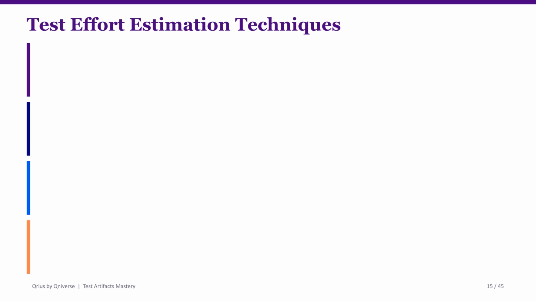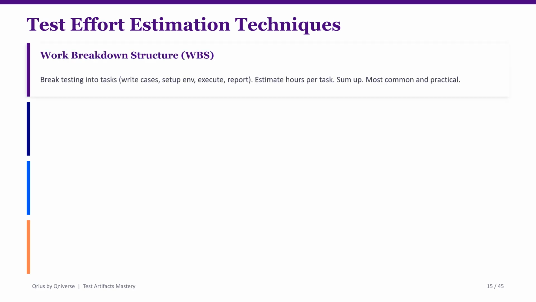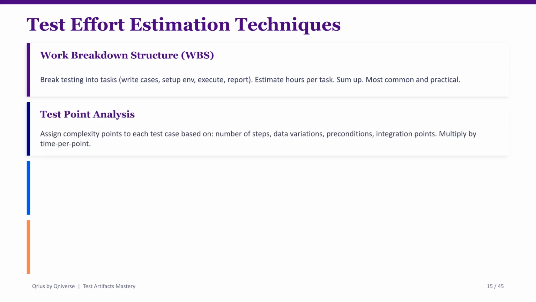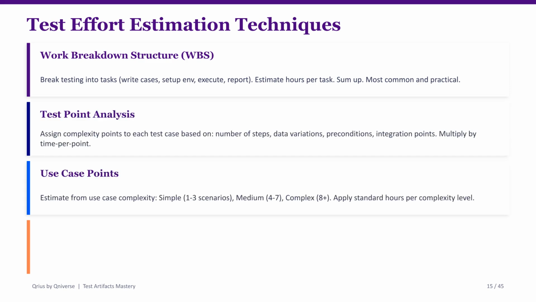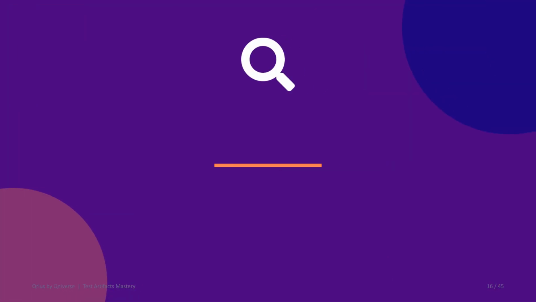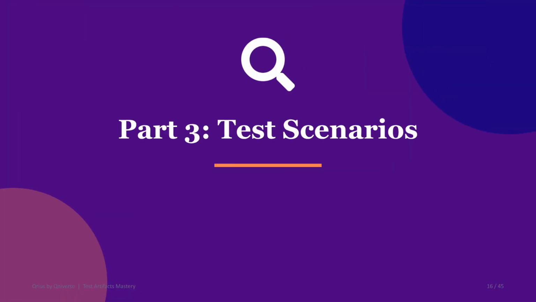Several techniques exist for test effort estimation. The work breakdown structure is the most common, breaking tasks into estimable hours. Other methods include test point analysis, use case points, and leveraging historical data. Now we move to Part 3, Test Scenarios.